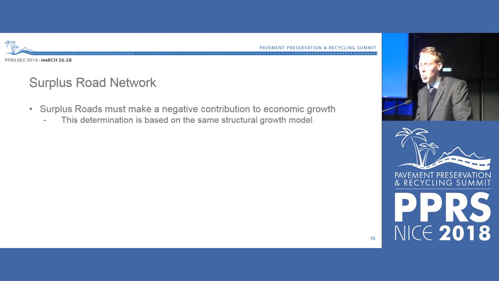So the surplus road network, these roads make a negative contribution to economic growth, determined using the same structural growth model as I previously explained. Now, the critical point about this road class and identifying it is that it's not serving any user's basic access functions. There are no citizens relying on these roads to access a basic service. Once we are aware of that fact, and we also know that these roads contribute negatively to growth, we're able to strip them from the network, unproclaim them, and free the resources that were being allocated to them to more productive roads.